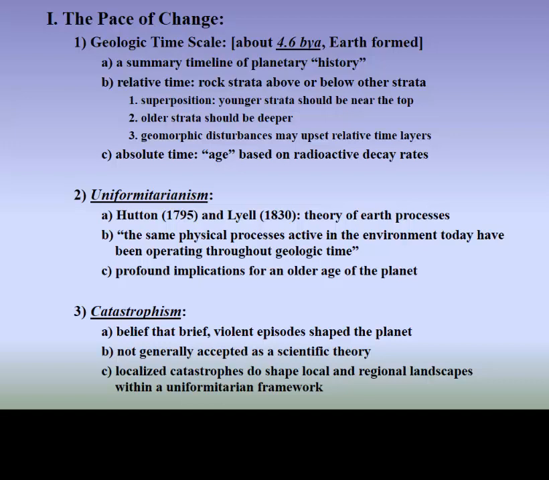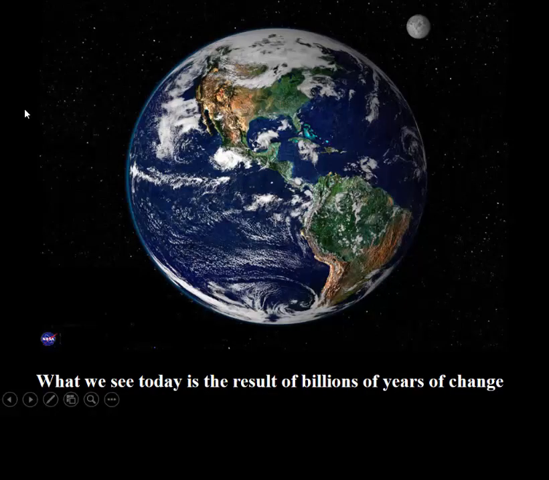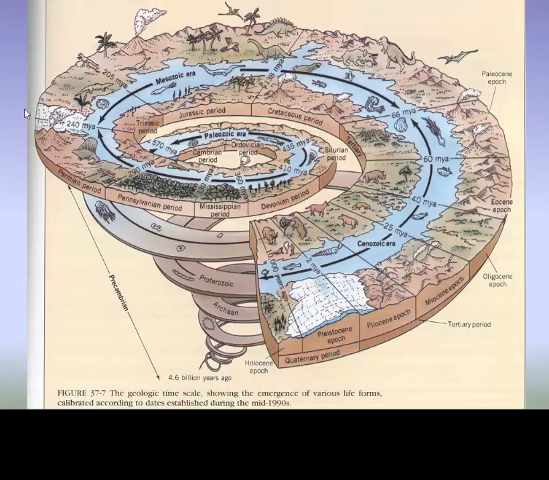A couple ideas on how things change is uniformitarianism, the theory that Earth processes have been operating throughout geologic time. And basically the way that landforms are created is a combination of uniformitarianism and catastrophism. Brief, violent episodes, earthquakes, volcanoes, floods, or whatever, combine with this uniformitarianism to form the landscape. Localized catastrophes shape local and regional landscapes within the uniformitarian network, and that's some of the generally accepted theories behind it. So what we see today is basically the result of billions of years of change.